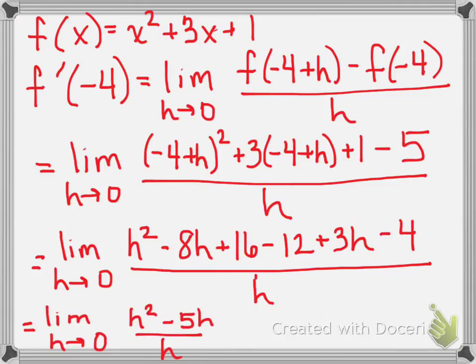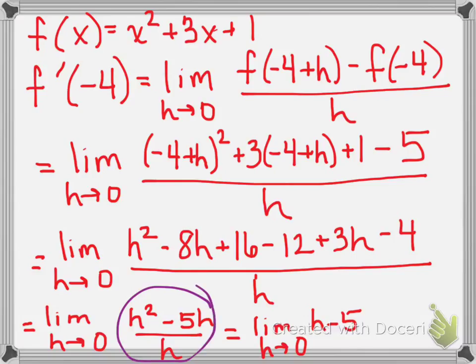We get the limit as h goes to 0 of h squared minus 5h divided by h. Yes, I do have to keep writing this limit as h goes to 0 each time. They're not equal without that limit. Okay, so we can factor out an h and get the limit as h goes to 0 of h minus 5. And now we're really ready to take this limit. Before, every time, we would have gotten 0 divided by 0, which means that we need to do something else. So now we're ready to take that limit and we get -5.